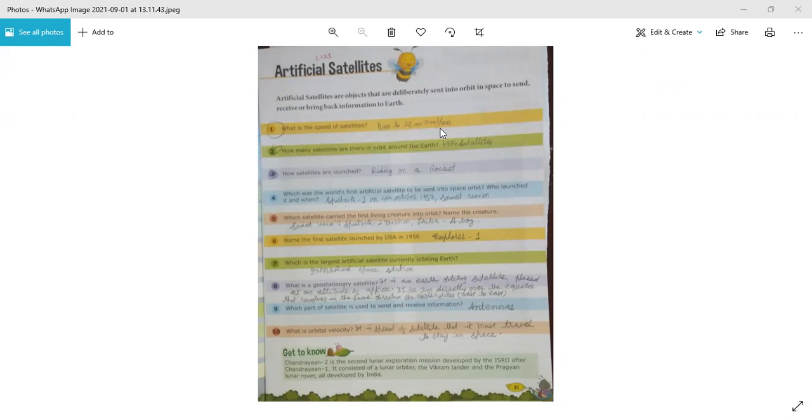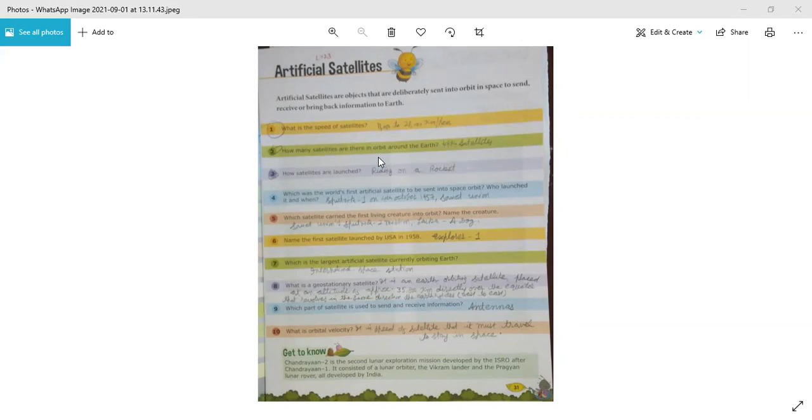Next, we have how many satellites are there in orbit around the Earth. 4994 satellites. So learn it by heart. But you pick up a pencil, write it down and do written practice. If you do maximum written practice, it will be easy for you to learn.